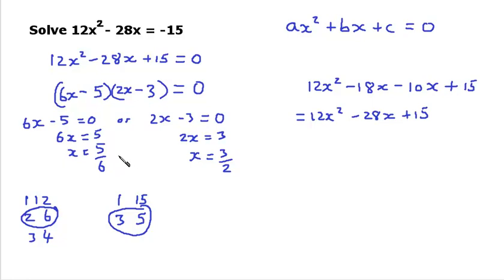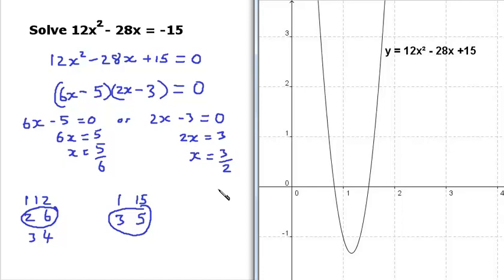Now if we just have a very quick look at that as a graph, we can see that when we plot this, we end up with 2 solutions, and that one there is the 5/6, and this one is the 3/2, or the 1.5.